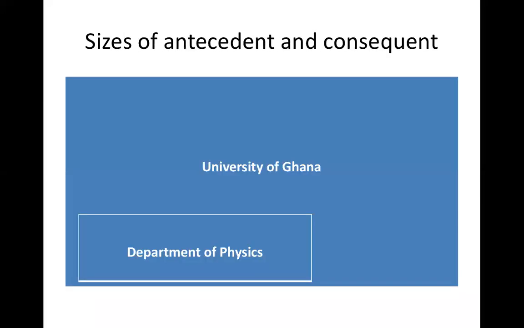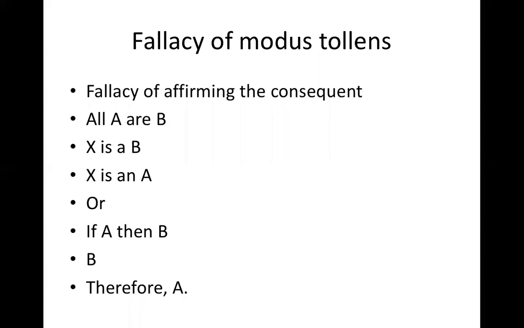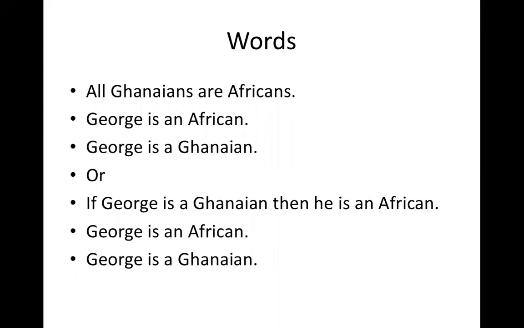Then we have the fallacy of affirming the consequent. All A are B, X is a B, therefore X is an A. All Ghanaians are Africans. George is an African, therefore George is a Ghanaian. So we said it is invalid. We call it the fallacy of affirming the consequent.